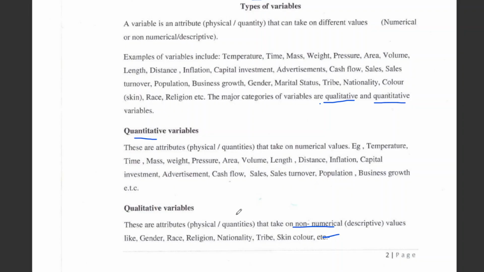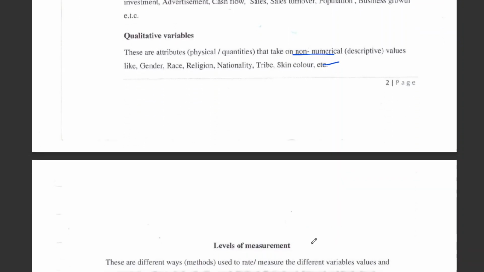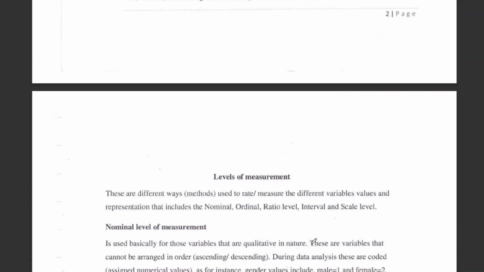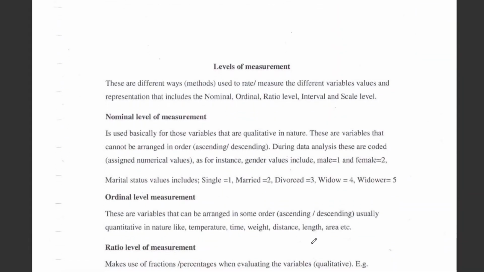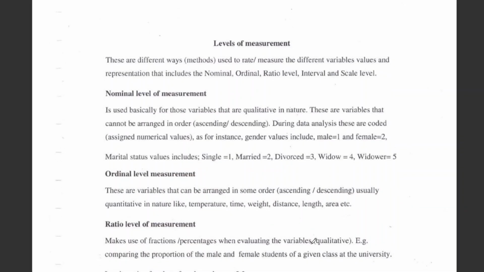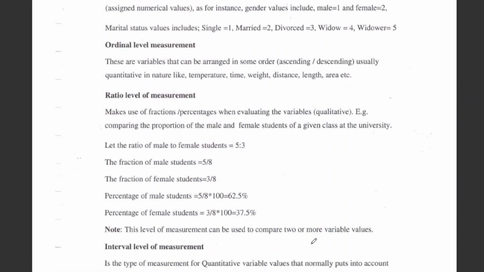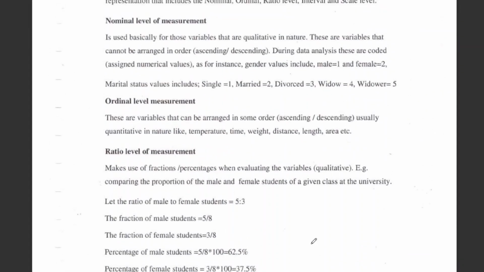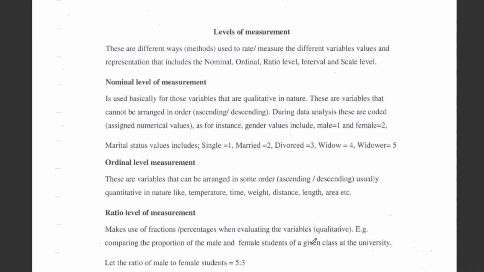They are measured based on other attributes like gender, race, region, nationality, tribe, skin. Values cannot be attached to these. So levels of measurement, we see that there are 4 levels of measurement: nominal, ordinal, ratio level of measurement, and interval level of measurement. These are the 4 levels of measurement.